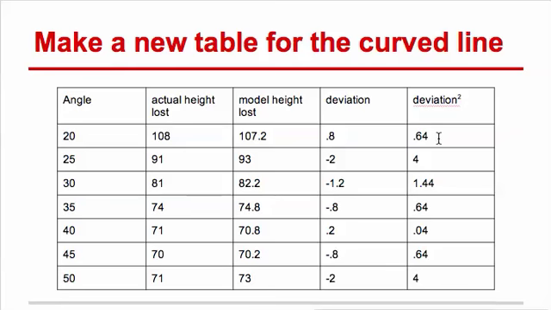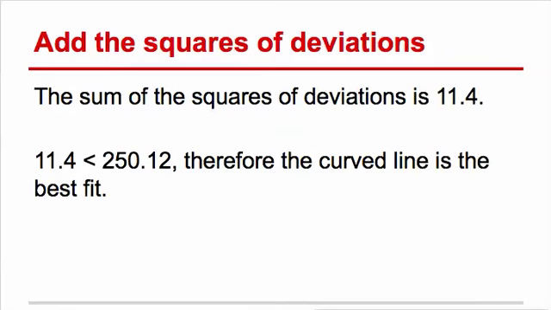When we do the deviations there and square them, you'll see that even the largest one is still way smaller than for the other graph. When we add them all up, the sum of those deviations is 11.4, which is far less than 250. Therefore, we can conclude that the curved line is the best fit.